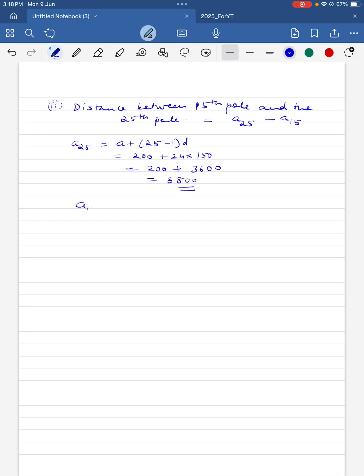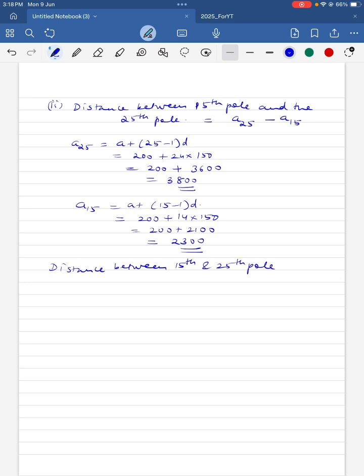Now, how do we find the 15th term? It's A plus 15 minus 1 into D. So that is 200 plus 14 times 150. Now, 14 times 150 is equal to 2100. So that is 2100 plus 200, which is 2300. So the distance between the 15th and 25th pole is equal to 3800 minus 2300, which is equal to 1500.